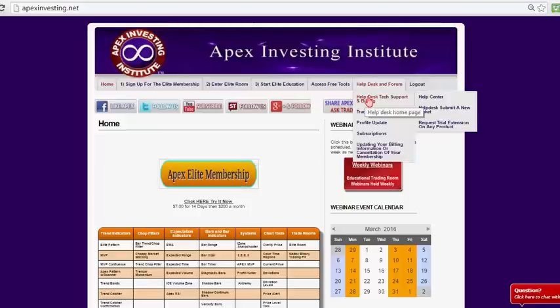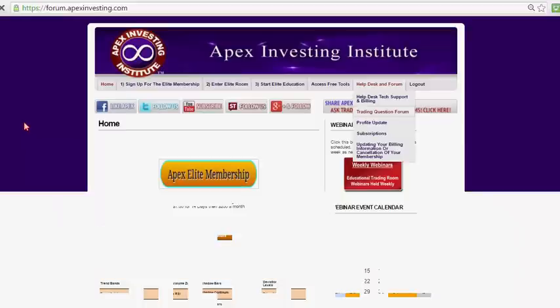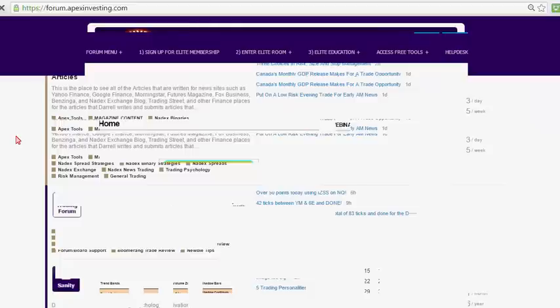This very first tab here says Help Desk. You can submit a new ticket. If you have any questions on anything, questions on one of our systems or strategies, we can answer that for you, direct you to the right place. You can go right here to the Trading Questions Forum. Okay, several different sections, a lot of great information here for you.